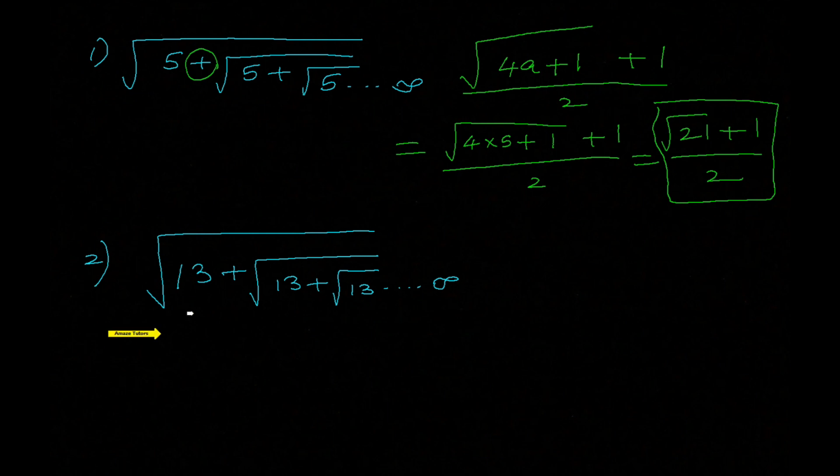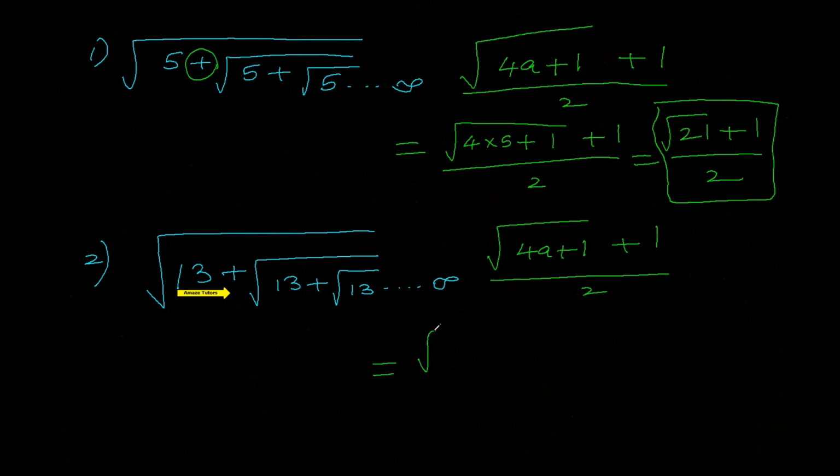Let's do question number 2. Square root of 13 plus square root of 13 plus square root of 13 and so on up to infinity. Again the symbol is plus. So the formula is going to be the first formula: square root of 4a plus 1, plus 1 outside, divided by 2.